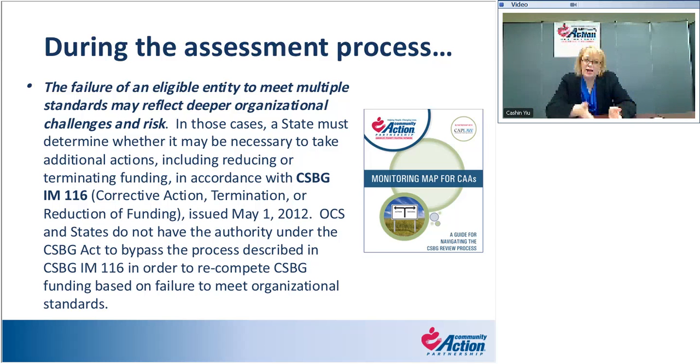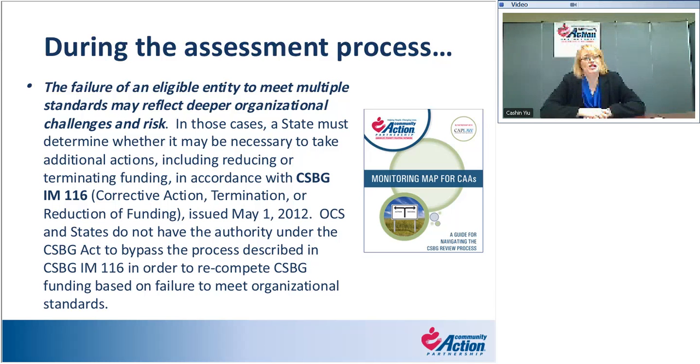But I think what we read in the IM is that verification that the agencies either have done their own self-assessment and it's accurate needs to be verified either by the state or by a third party. So that's, again, how I read the IM, that yes, all agencies are going to need to be assessed against all the standards every year.